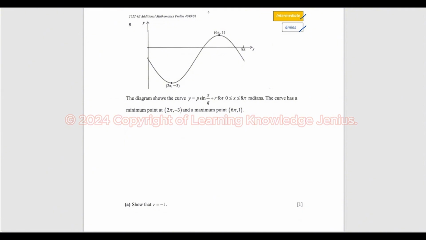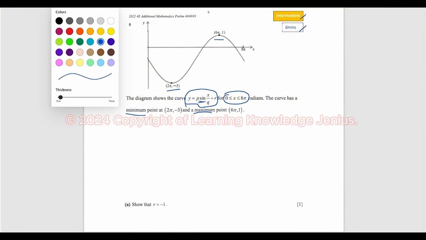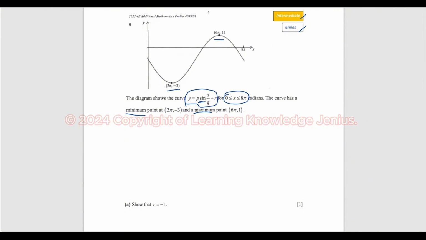The question provides us the information of the equation. So this is a sine graph. We are also given the range of x, and we have the minimum point and the maximum point. Before I start, I would like to have a recap of this, which is related to the chapter of trigo graph sketch. So let me have a recap of this chapter before we start to do the question.